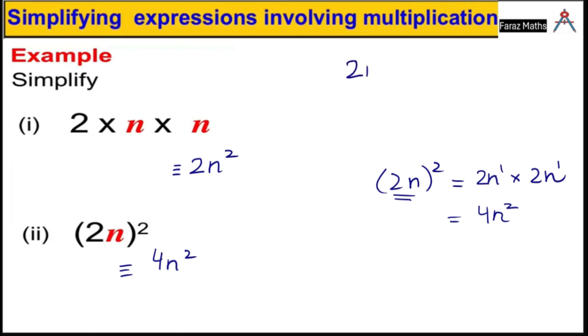Remember this thing, that 2n squared is not equal to the whole bracket 2n squared, 2n whole squared. So 2n squared is not equivalent to 2n whole squared.